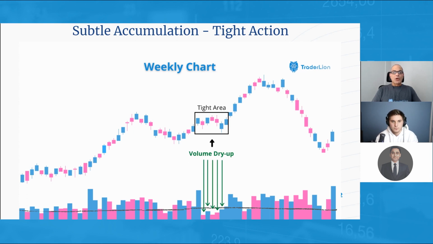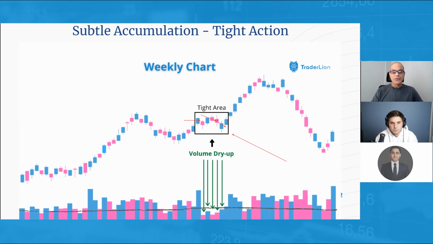So here we're looking at another form of subtle accumulation. In this particular example, it's tight action. A tight area is simply an area where a stock is moving sideways. In particular, it's harder to see here, but we have tight closes, and you can see they're all more or less in line across the board here. We do get a slight dip lower here, but in general, this is a relatively tight area.